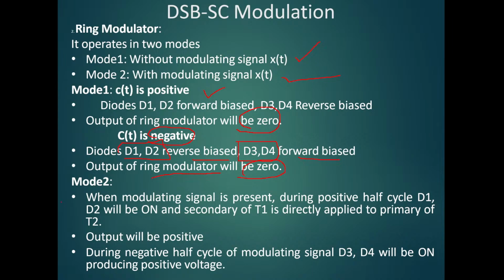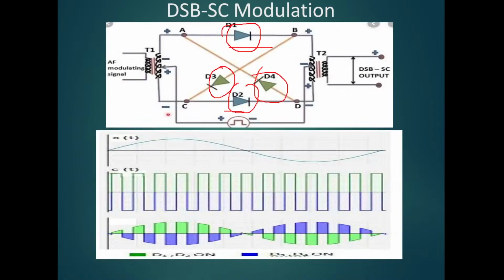Now, the second mode, when the modulating signal is present. During the first half cycle, that is the positive half cycle, diodes D1 and D2 will be on, and the secondary of T2 is directly applied to the primary of T1. So you can see over here, this is T1 and this is T2.